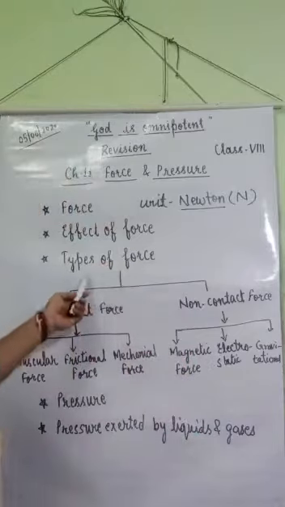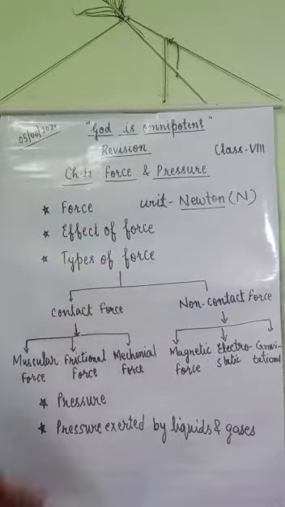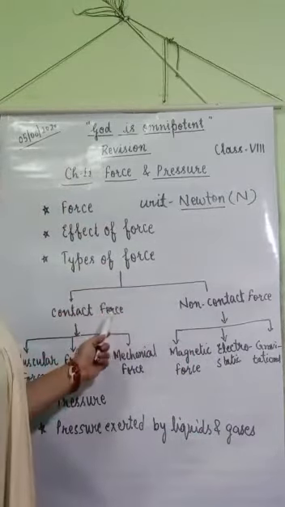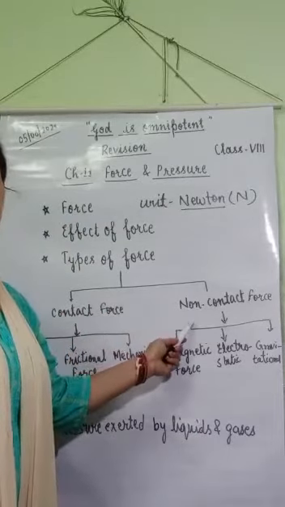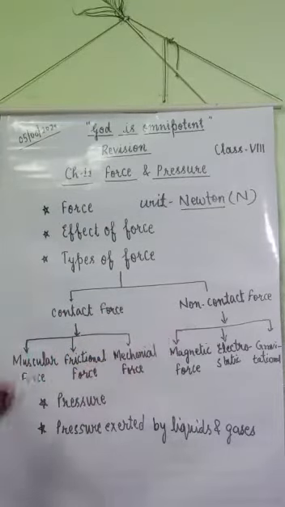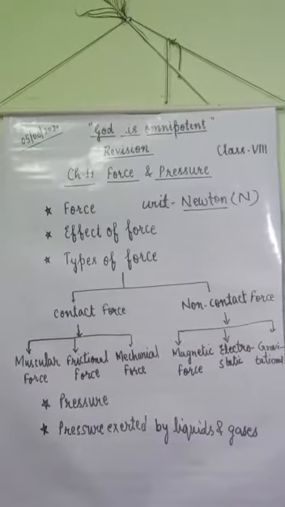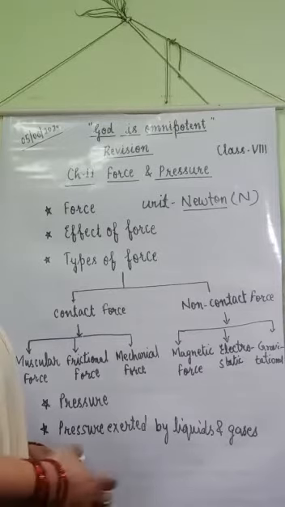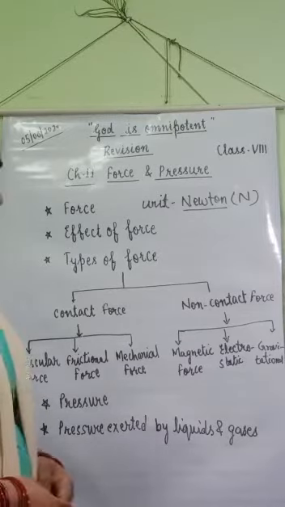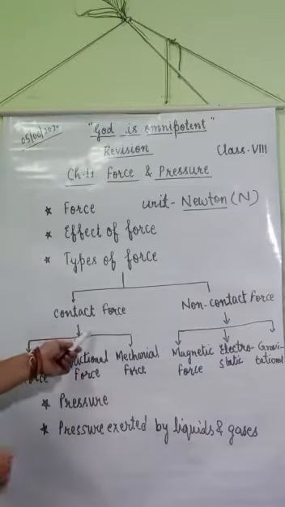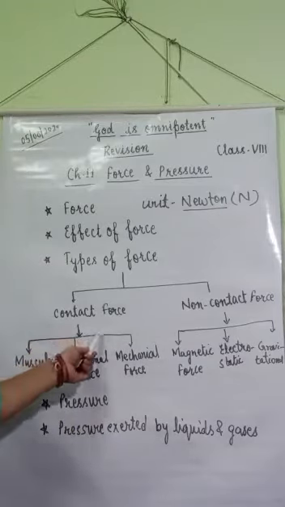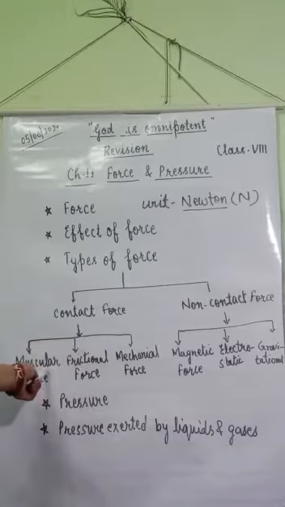Now, types of force. There are mainly two types of force: contact force and non-contact force. Contact force is the force which acts directly when two interacting objects are in physical contact with each other. These are known as contact force. These are divided into three categories: muscular force, frictional force, and mechanical force.